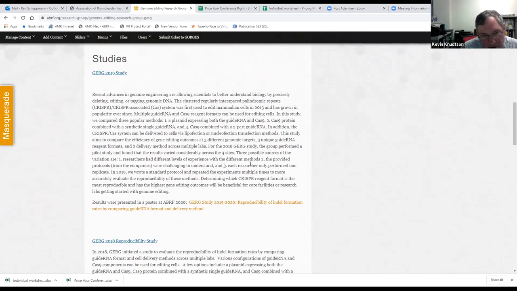So there, if you can scroll down, Sri, Ken, you can stop there. Their last study, which they presented at the Palm Springs meeting, was the reproducibility of indel formation rates by comparing guide RNA format and delivery method. They're halfway through that project. And if you're doing a lot of gene editing, they're looking for more sites and groups participating in that study. So contact Elizabeth Sergison if you're interested in joining it and being part of the Genome Editing Research Group.